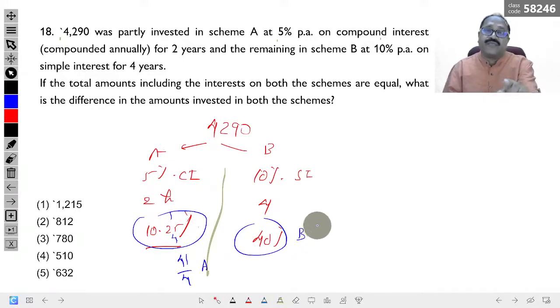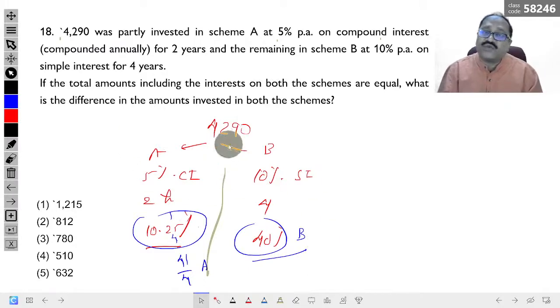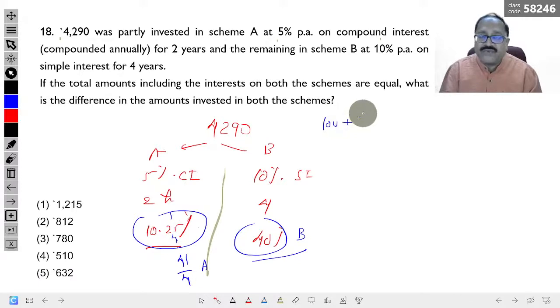That is 41 by 4% of A, which is equal to 40% of B. No, because the principal has to be added. The amount is equal, so we have to add the principal as well. So here 100 plus 41 by 4% of A is equal to 100 plus 40% of B.